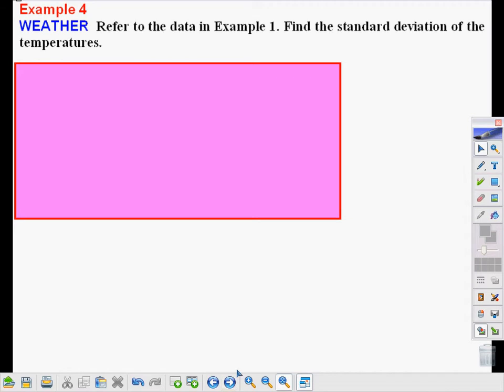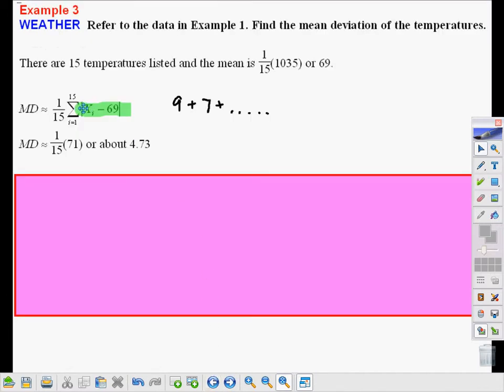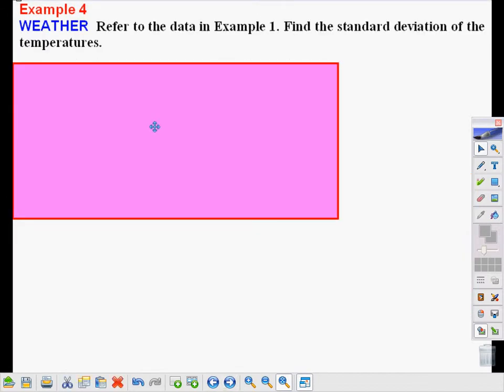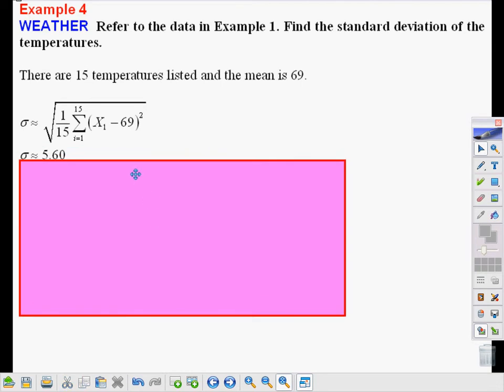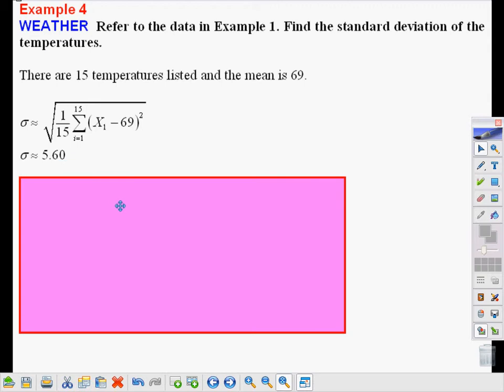The next one, we're going to find the standard deviation, which is a little bit different. There's two big noticeable differences. Instead of the absolute value here, I actually square the difference. Okay? So we'll see that here. Instead of the absolute value, I square the difference. And then after I divide by the 15, I take the square root.